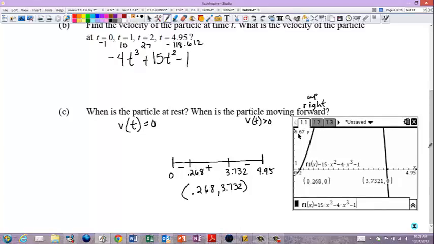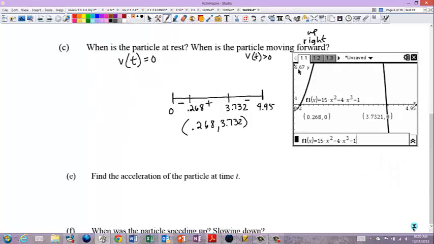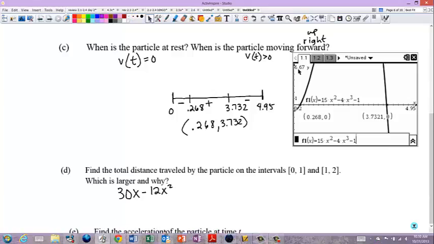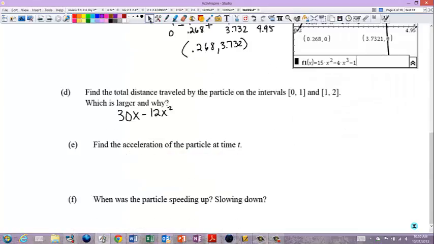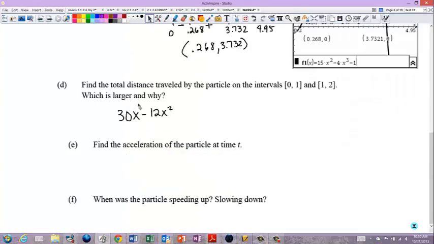I wasn't sure if you knew that, and somebody put all three, and I may have said that was okay, I can't remember. Find the acceleration. That was just the derivative of the velocity, and that was 30x minus 12x squared. I feel like I skipped D. I'm not sure where D went. Oh, there's D. Found it. Okay, so there's the acceleration.